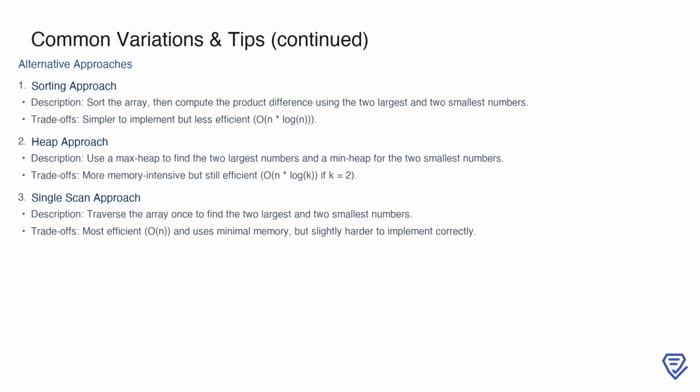The most efficient solution is the single scan approach. Here, you traverse the array once to find the two largest and two smallest numbers. This approach has a time complexity of O(n) and uses minimal memory, but it can be a bit trickier to implement correctly. Each approach has its trade-offs, so choose the one that best fits the constraints and requirements of the problem you're solving.